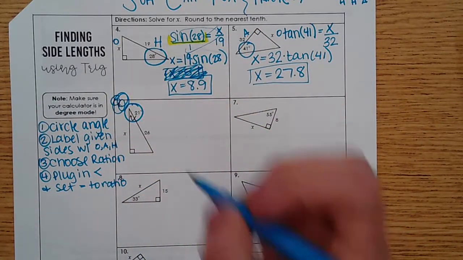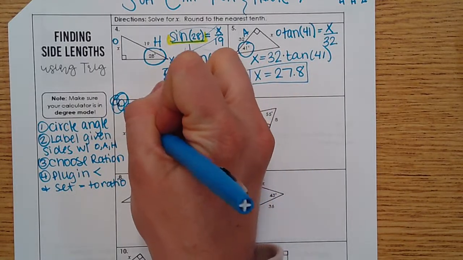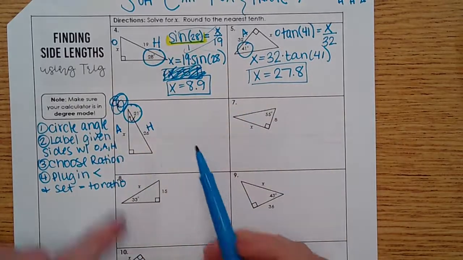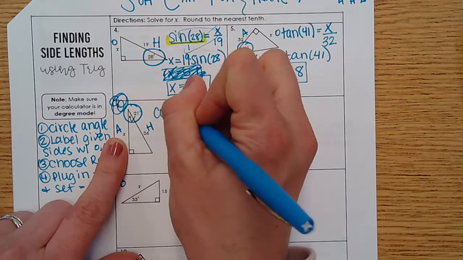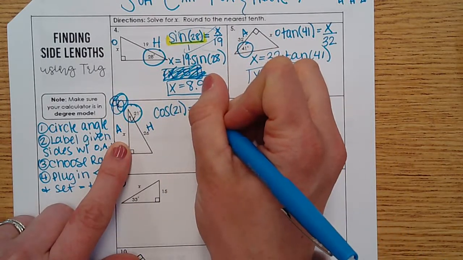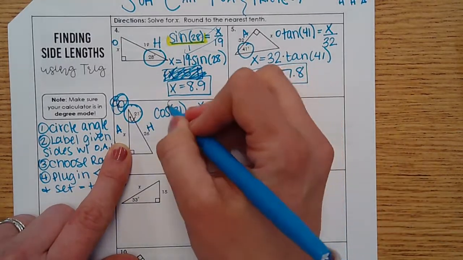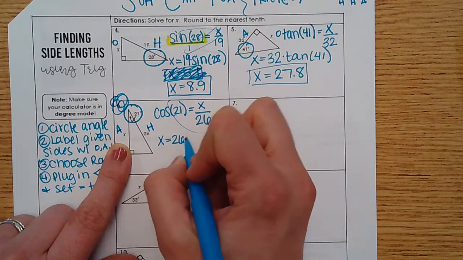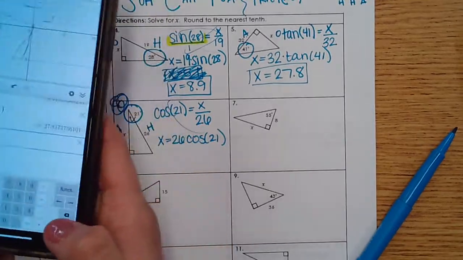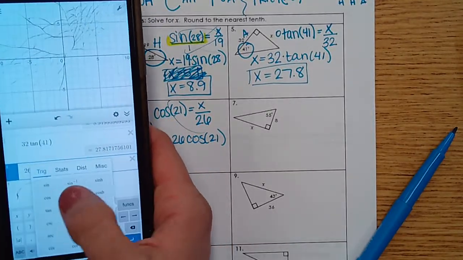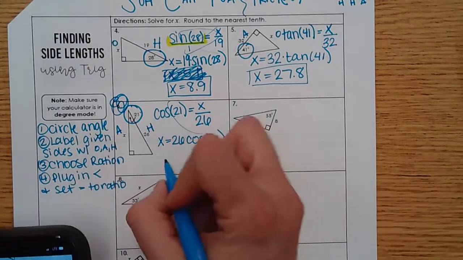So I circle my angle. From there, I'm going to label: my 26 is the hypotenuse, and my X is the adjacent. A and H go with cosine. Cosine of 21 is equal to the adjacent over the hypotenuse. I cross multiply. X is equal to 26 cosine of 21. Plug this in: 26 function cosine, 21 degrees, 24.2.